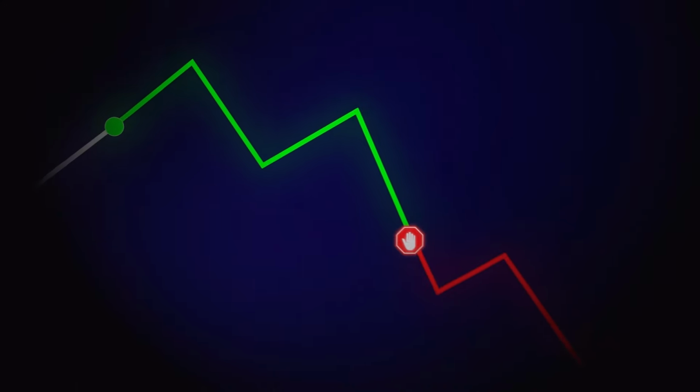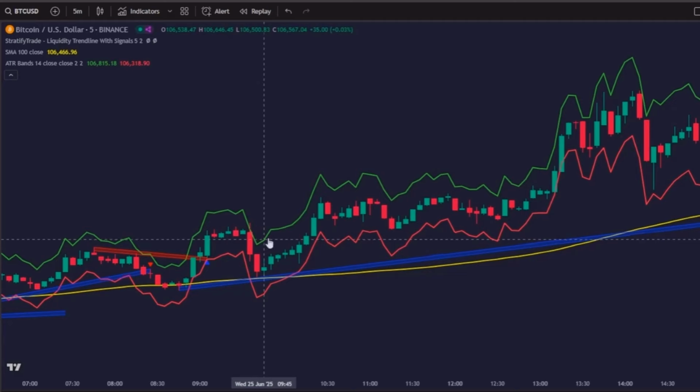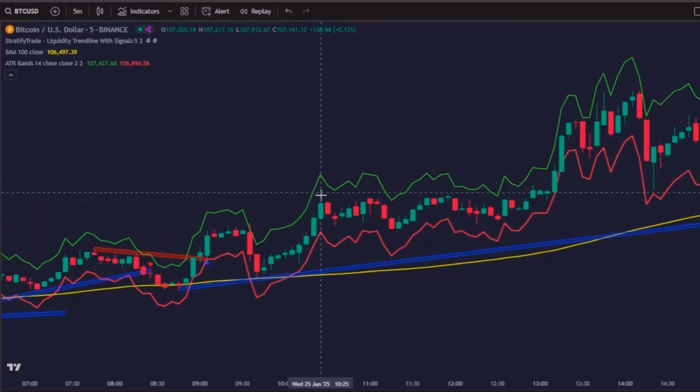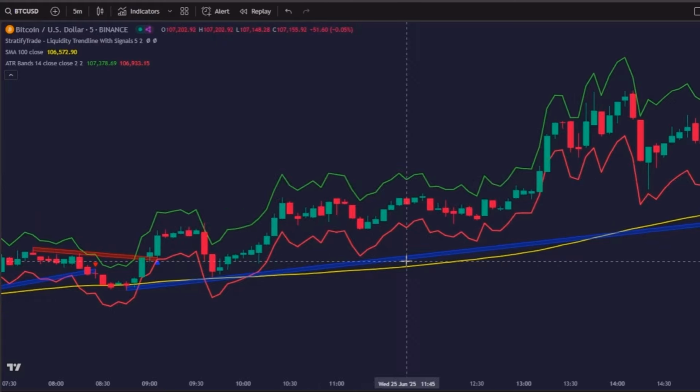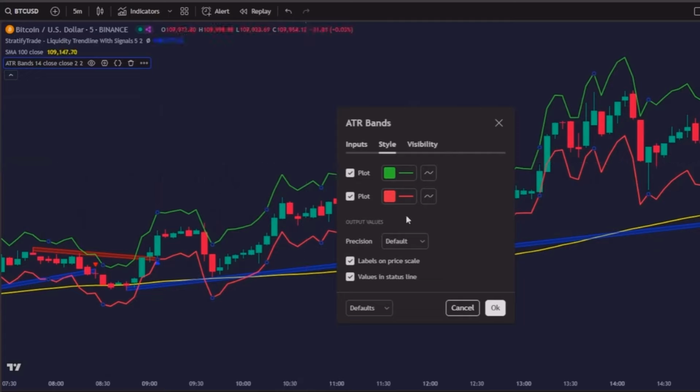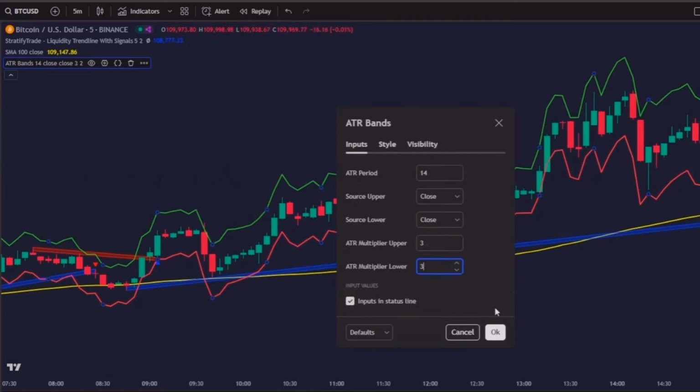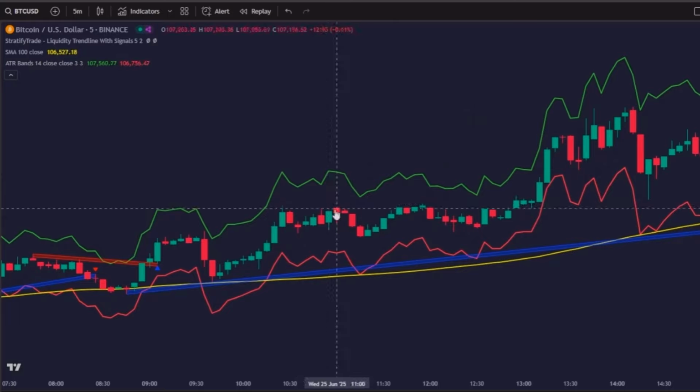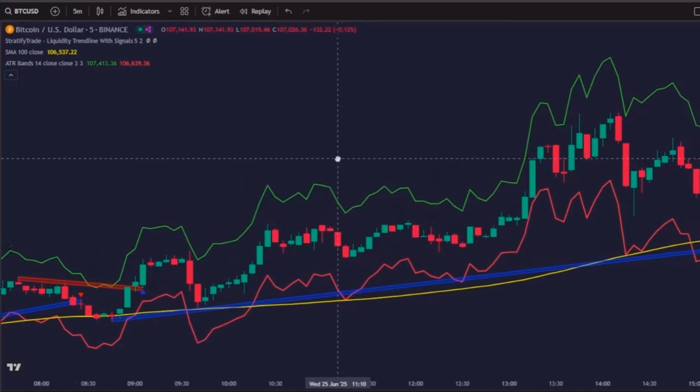So, instead of placing random stop losses, we use the ATR to define a smart distance based on recent volatility. Once you have added the indicator to your chart, you will see two bands. One above the price, the upper band, and one below it, the lower band. In our strategy, we'll set the multiplier to 3, which means the bands will be 3 times the ATR away from the current price, wide enough to avoid noise.